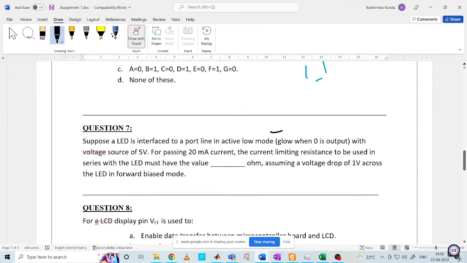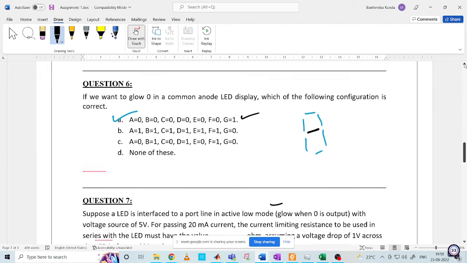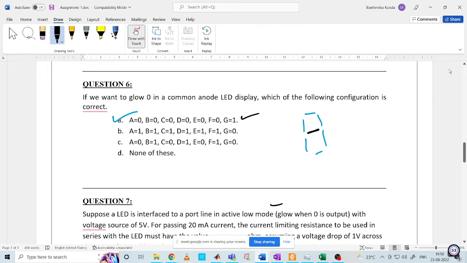Sir, one doubt is there. In 7 segment LED, we get H. So what is the role of H? H is for this one dot. Yes, sir. So H is for the dot. For example, when you want to display 22.3, 2 will come here, dot will come here, and then 3 will come here. Okay, sir. Got it? Thank you, sir.